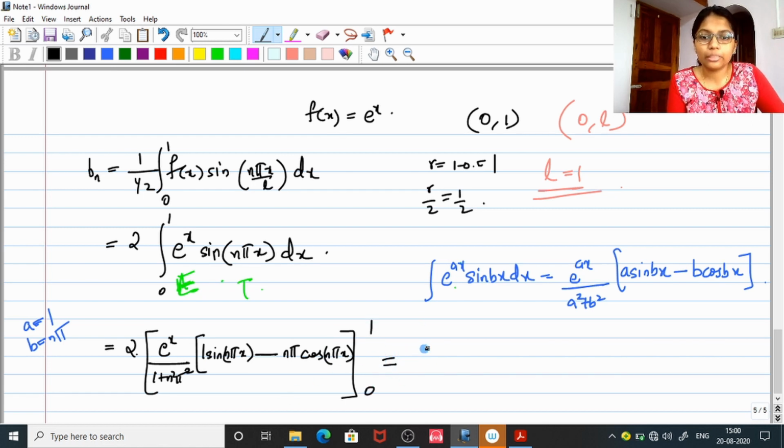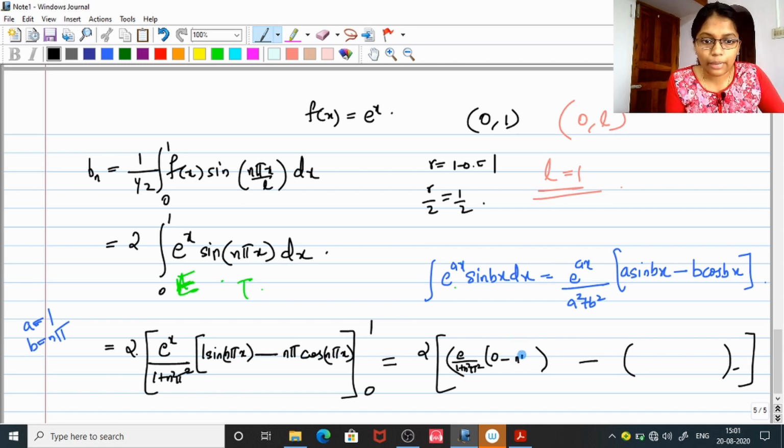Before you go for limit substitution, have big brackets inside which you need two terms, one for the upper limit, which is 1. Substituting it for x, we get e raised to 1, that is e, divided by 1 plus n square pi square, into 1 into sin n pi into 1. Sin n pi value is 0. So it is 0 minus, and when I substitute 1 for x, I get cos n pi. Cos n pi value is negative 1 raised to n. Never forget those two equations. So n pi into negative 1 raised to n.